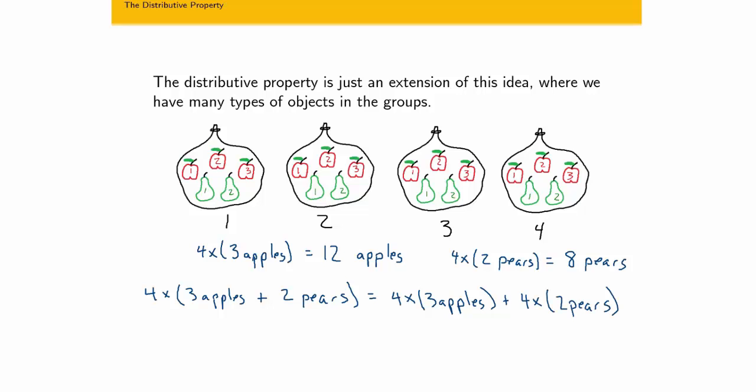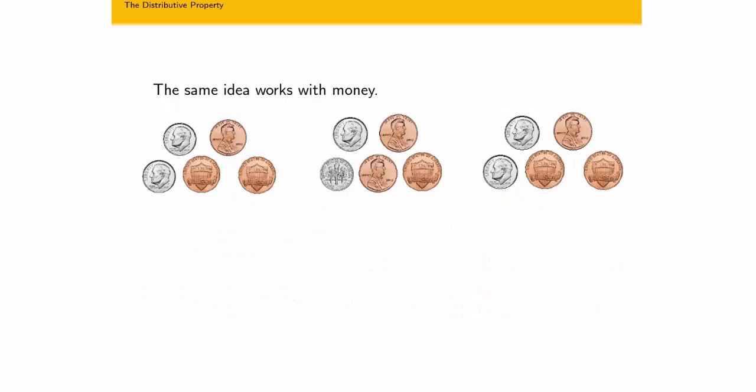In other words, this says that if we have 4 groups of 3 apples and 2 pears, then we have the same thing as 4 groups of 3 apples and 4 groups of 2 pears. It doesn't matter what types of objects we have, as long as the groups are the same, the distributive property will work. Here we have 3 groups of 2 dimes and 3 pennies. How much money do we have?